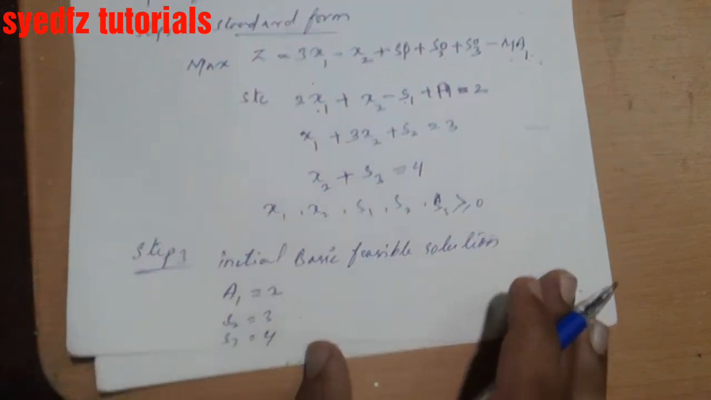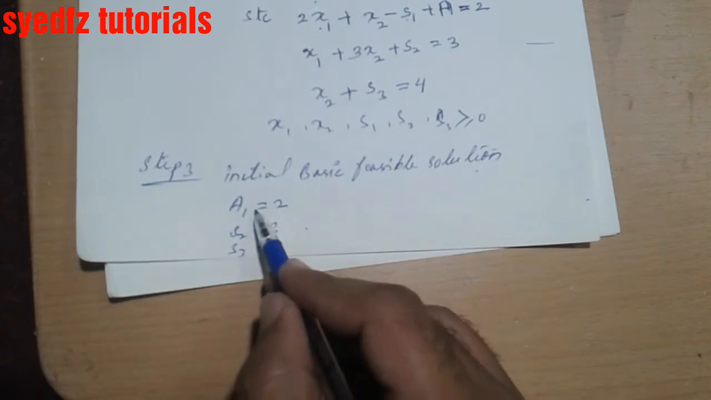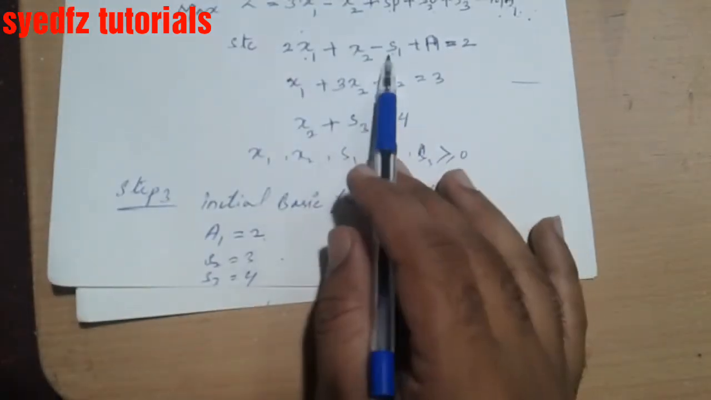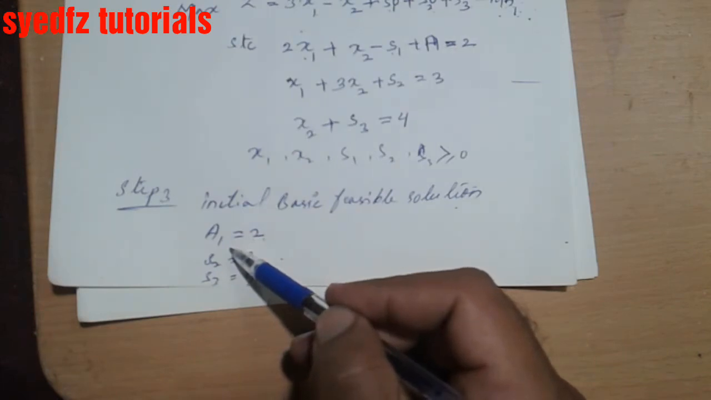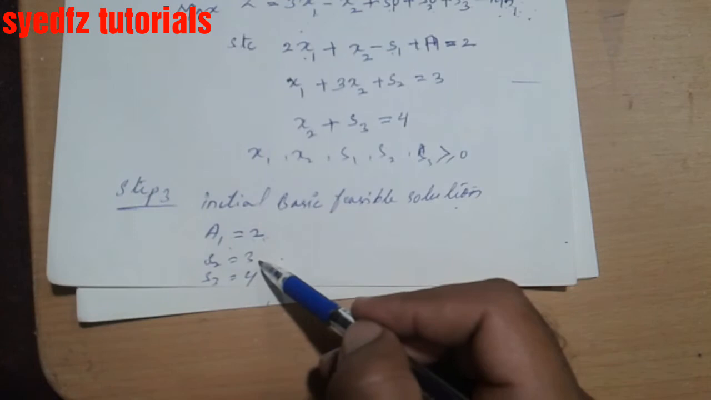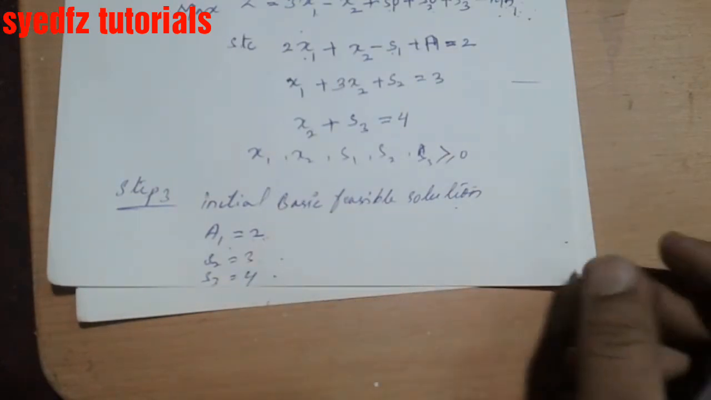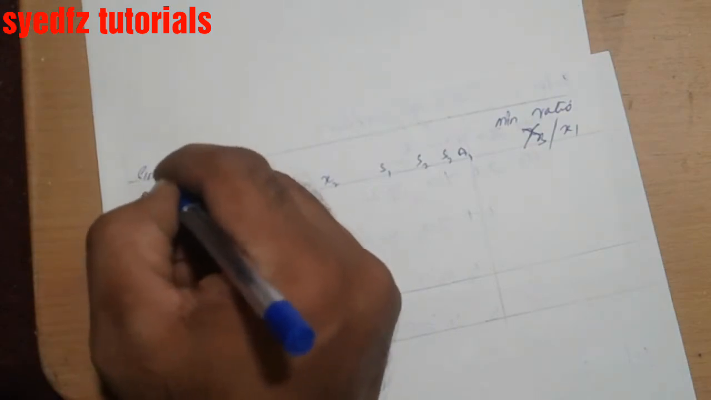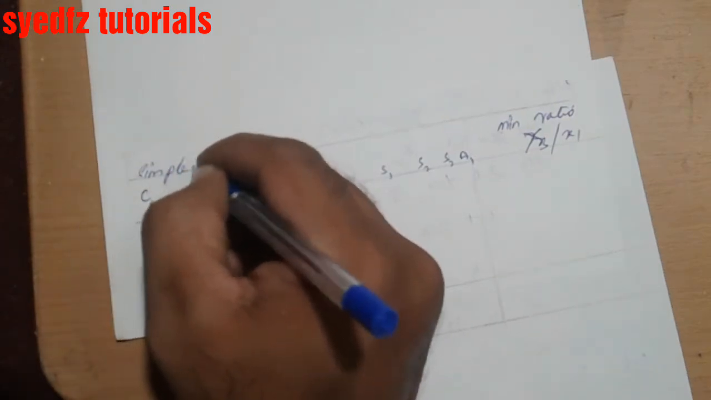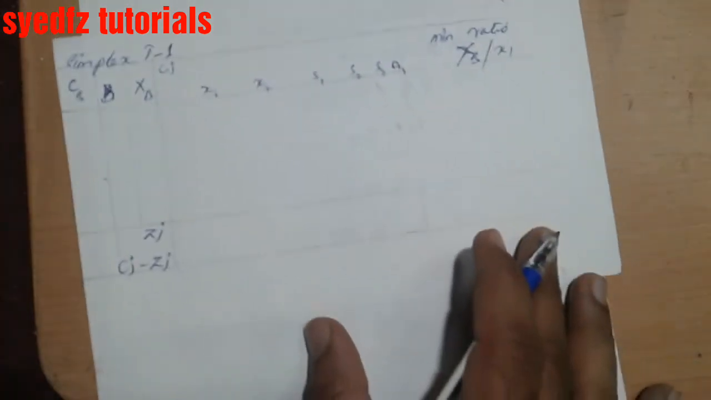Now what we have to see, the initial basic solution for step 3. Initial basic solution means the A value. First S1 we should not take here. Here the A value we have to take because it is a greater than. A1 is equal to 2, S2 is equal to 3, S3 is equal to 4. Now we have to draw a simplex table. Step 4, Simplex table 1. This is a simplex table.